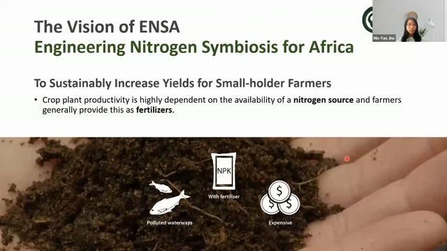This is part of the NIAB project, which is short for Engineering Nitrogen Symbiosis for Africa. The vision for the NIAB project is to increase the yield in a sustainable way for smallholder farmers. And why do we especially focus on nitrogen symbiosis?